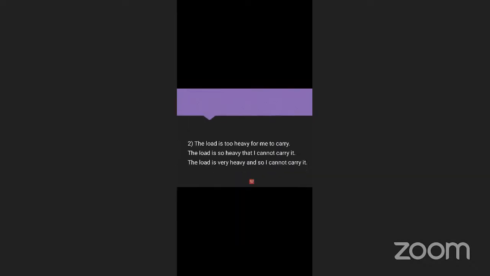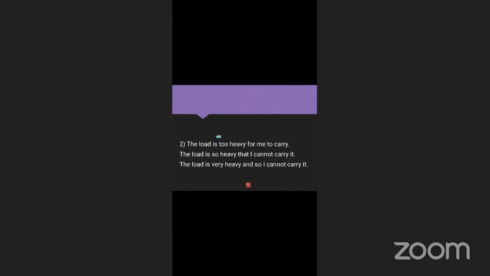The load is too heavy for me to carry. The load is too heavy. Which tense is used here? Very good, it is present tense. So will we use cannot or could not? Because it is present tense, we can use cannot only. So the load is too heavy.